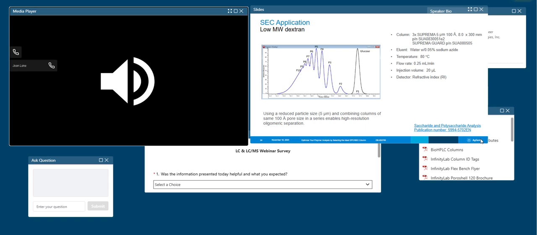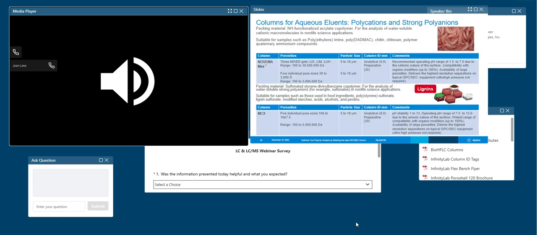Using an individual pore column with a specific molecular weight range and of a reduced particle size of 5 micron or even 3 micron will lead to high resolution separations. For samples that are polycationic or some strong polyanions, we have SEC columns well suited for these sample types, our Novema Max and MCX columns.